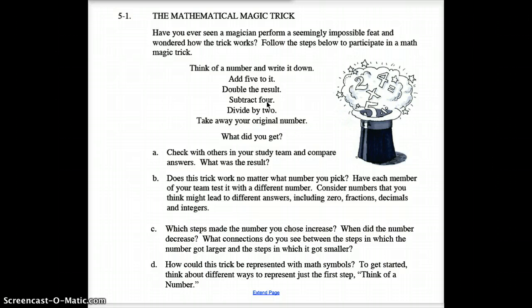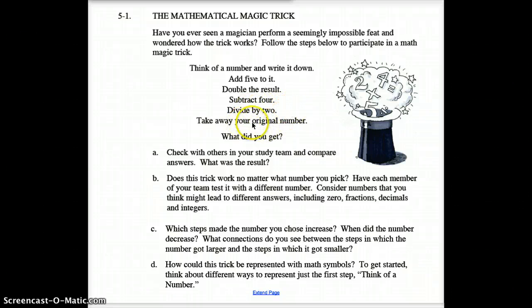Because if you're not, your calculator won't do this right. So again, let's start it over. Take your number, write it down, add 5 to it, hit equals. Double it, which we just said means multiply by 2, equals. Subtract 4, hit equals. Divide by 2, hit equals.